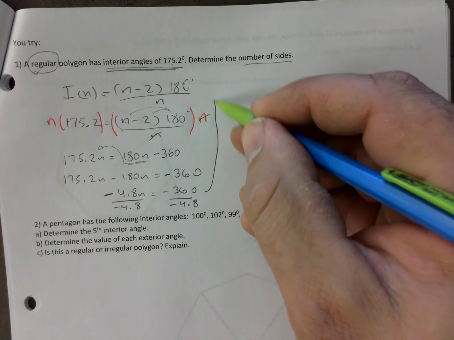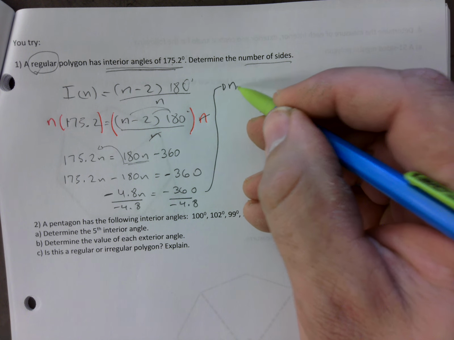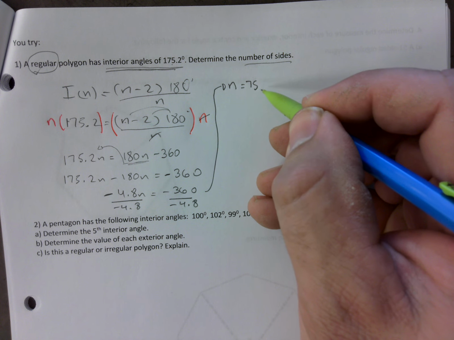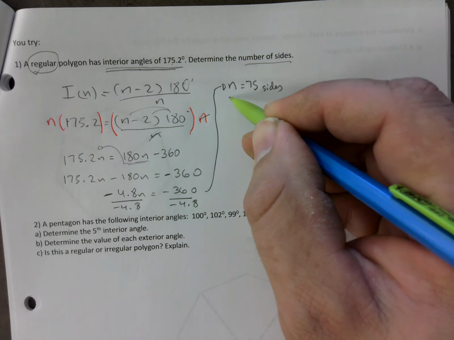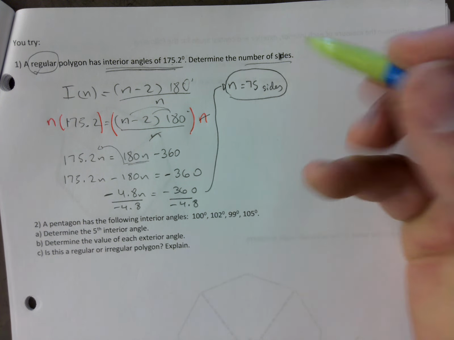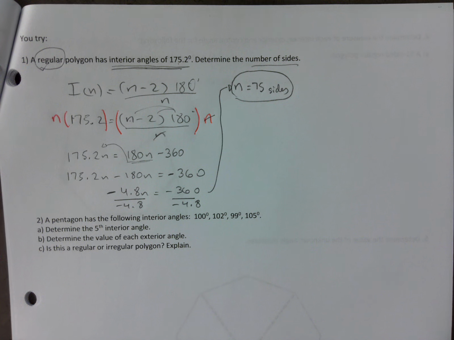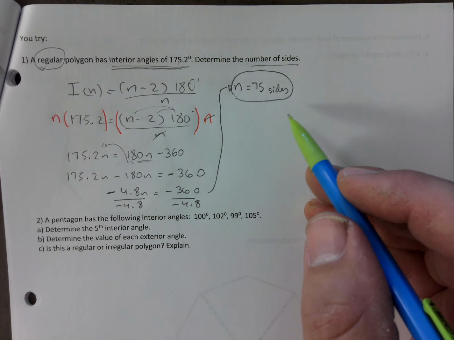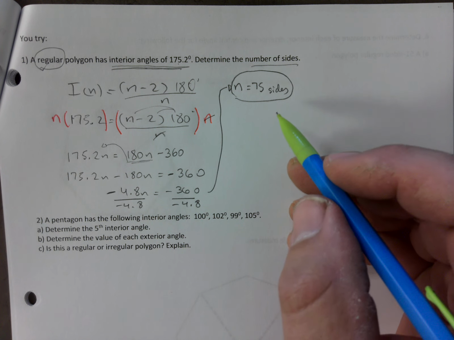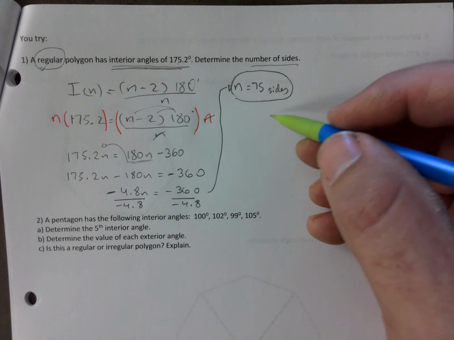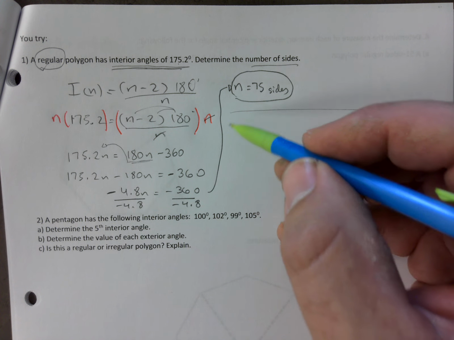And I'm just going to continue here. n is equal to 75 sides. It's not degrees. That polygon has 75 sides. Maybe that should be a bonus question. Sketch a scale diagram of a 75-sided polygon. Good luck with that.